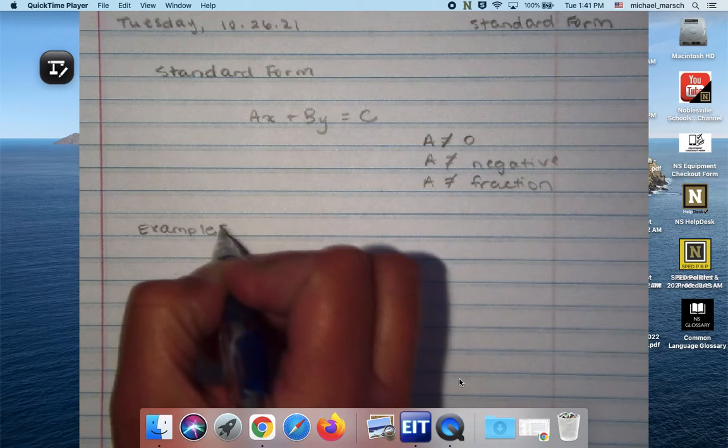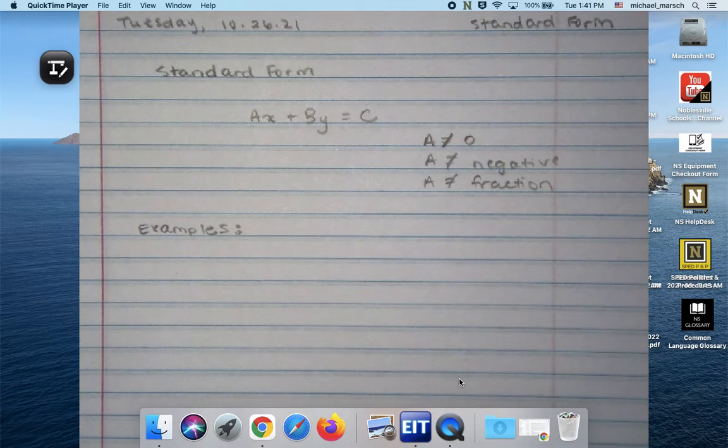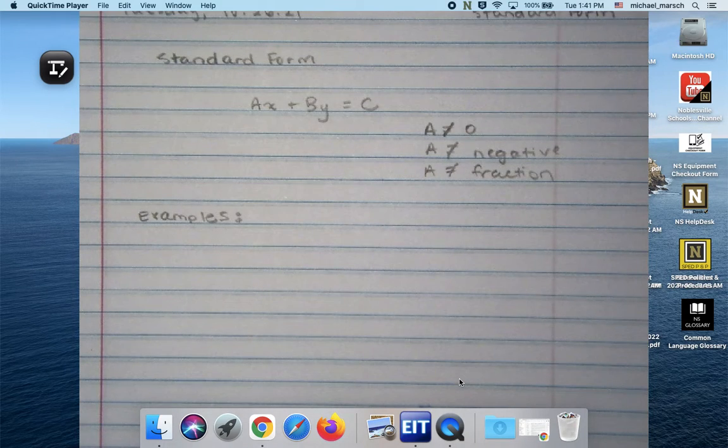So if you're given an equation written in standard form and it says graph it, you're going to need a strategy of how to graph that equation.